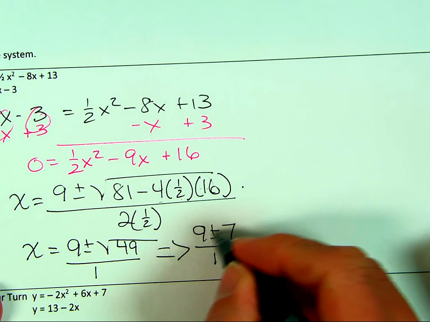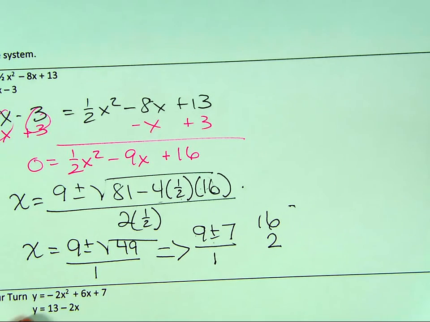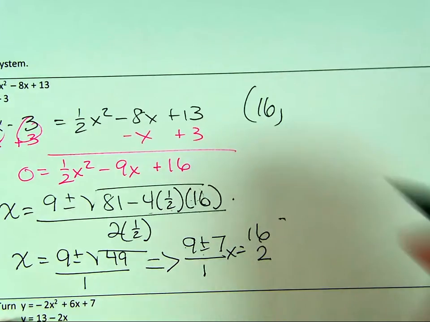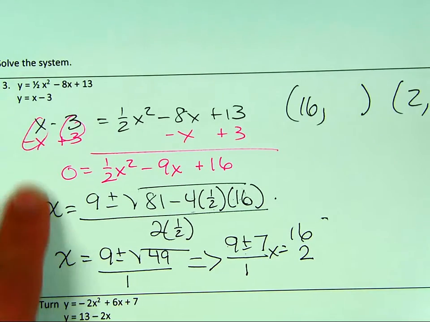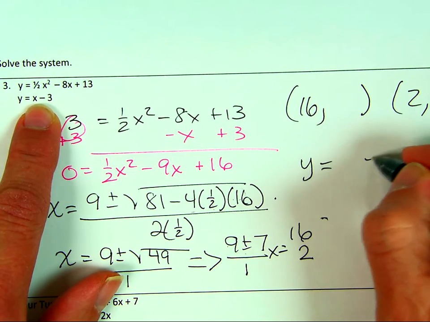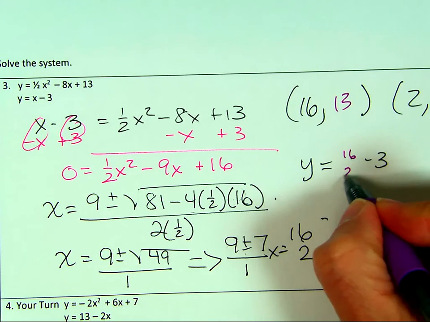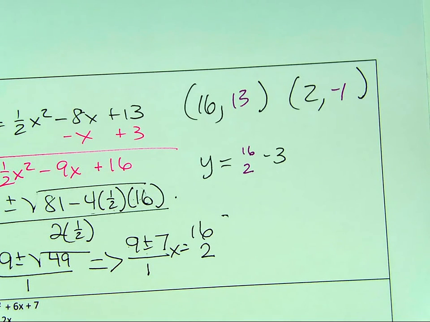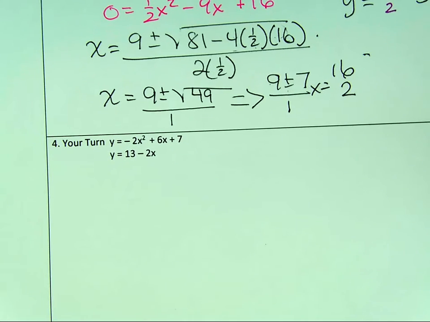So 9 plus 7 is 16. 9 minus 7 is 2. So those are my x's, but remember, I'm not done because I need points. So I know one of my points has a 16 x-coordinate and one of my points has a 2 x-coordinate. And the easiest one to plug it into is y equals x minus 3. So the first time I'm going to put a 16 in here and subtract 3, and the next time put a 2 in there and subtract 3. So now I know that the 2 points where that parabola and that line meet are (16, 13) and (2, negative 1). Right, last one.